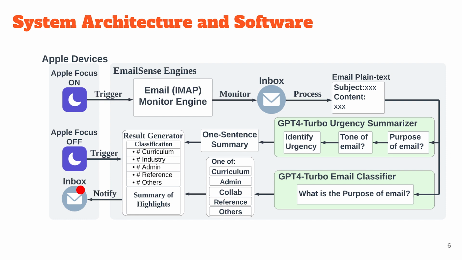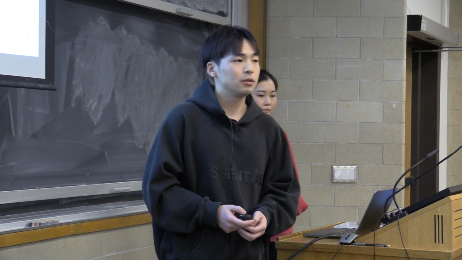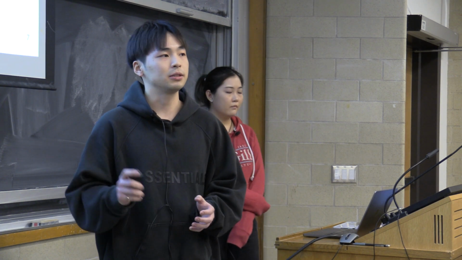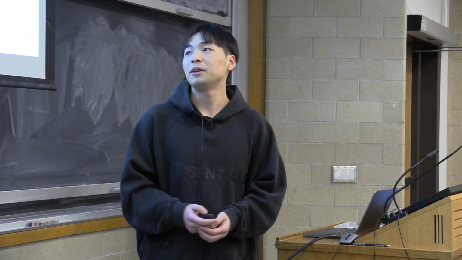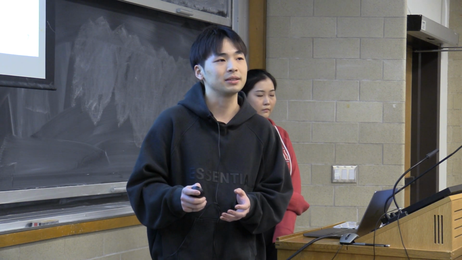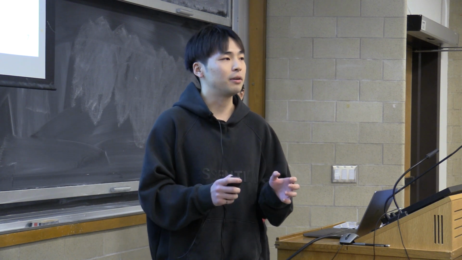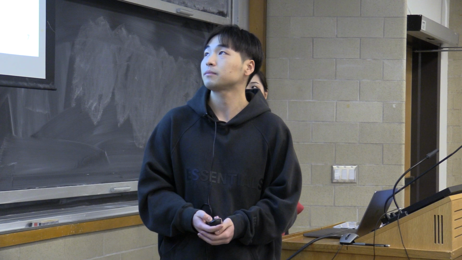In this system, we use the email listener package for the email monitor engine, and for the result generator, we use a template system called Mustache. We also evaluated our system using the 200 validation samples. For the classifier, we use a confusion matrix to report the per-category performance, and we also use a macro F1 score to report the overall efficacy.